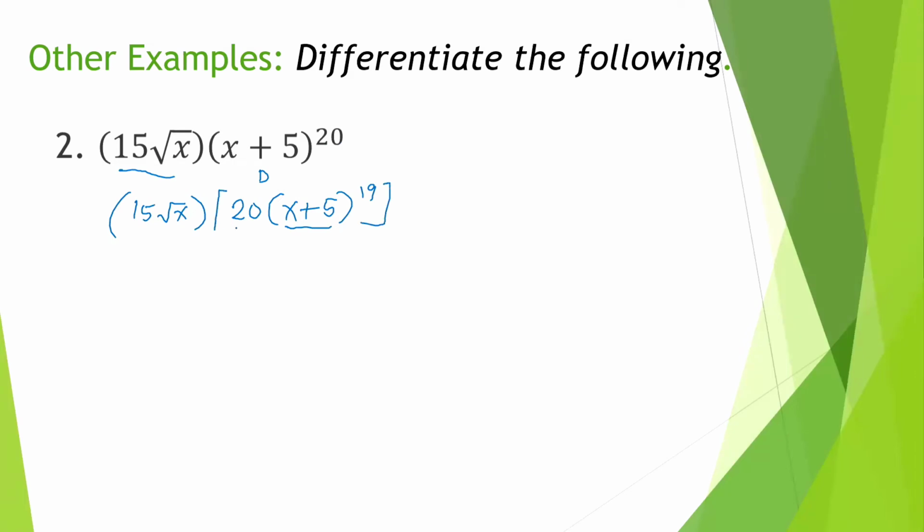And then plus, remember the product rule, meron tayong plus. Tapos ito naman yung ika-copy. That's x plus 5 raised to 20. And then differentiate this factor. That will be 15. Tapos derivative ng square root of x. Diba yung alam natin square root of x over 2x. Okay, so ayun po, we have this derivative.